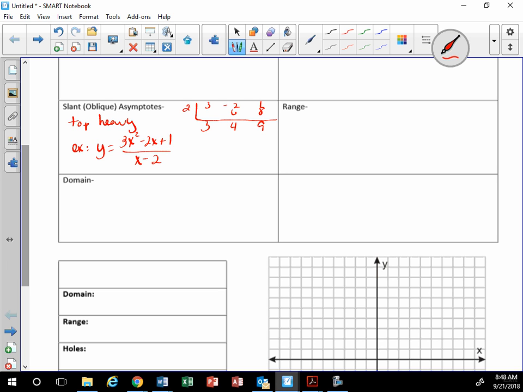When you're finding a slant asymptote, your remainder means almost nothing, okay? It's not a part of the actual asymptote. So you can forget about the 9, and your asymptote would just be the line y equals 3x plus 4. And I think you guys remember how to graph lines, y-intercept, and slope. It's a slanted line, that's why it's a slant asymptote.